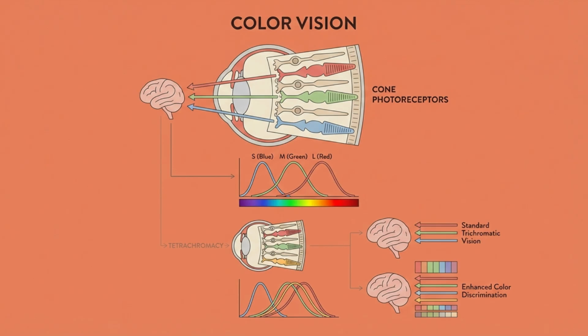These individuals, almost all of them women due to the X-linked nature of the relevant genes, may be capable of distinguishing shades of color that appear identical to people with the normal three-cone complement. Research continues to explore the true extent of this capacity and how the brain integrates the additional channel.